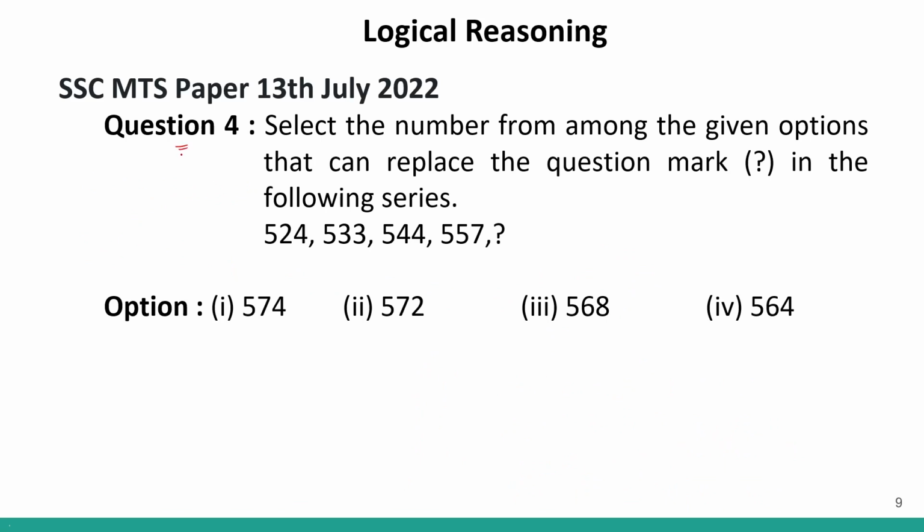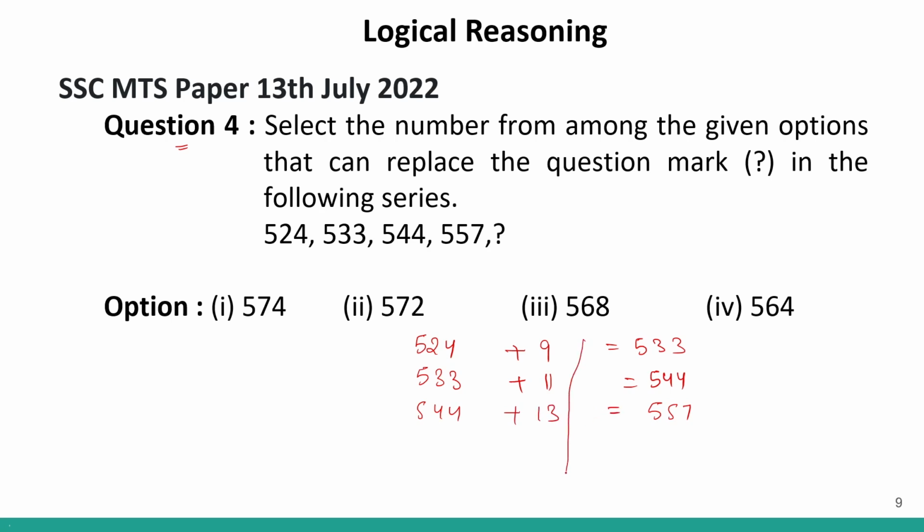Question number 4. This is a number series question. In this we are going 524 to 533, 533 to 544, 544 to 557 and so on. From 524, if we are getting 533, that means we are adding 9. From 533 to 544, we are adding 11. Similarly, from 544 to 557, I am adding 13.